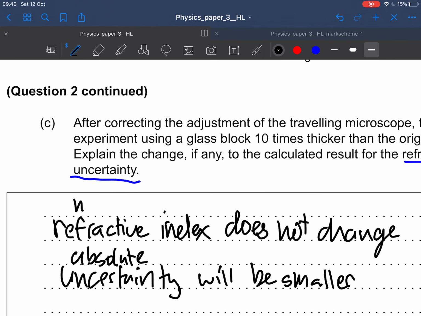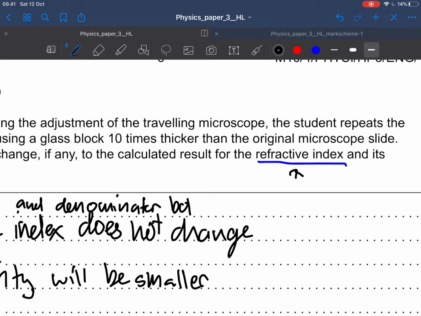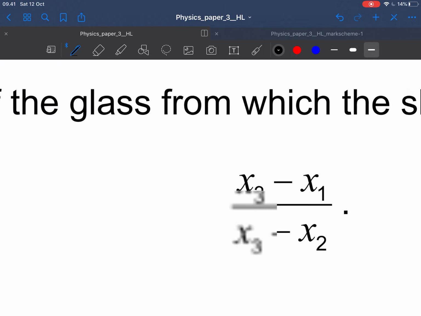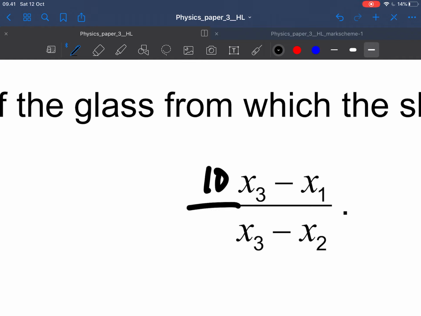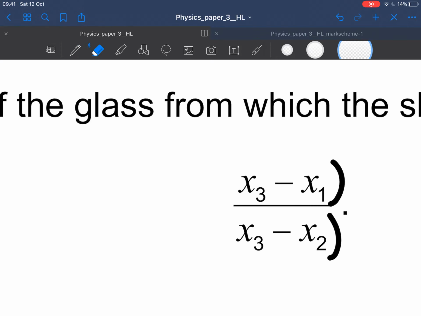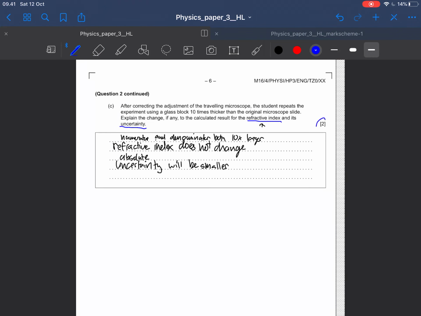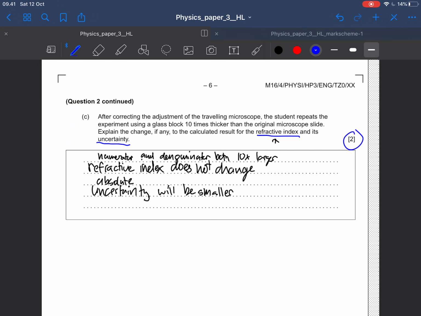You might want to say here that numerator and denominator are both 10 times larger. Because that's what's happening here, right? These are all being multiplied by 10. So it's actually 10 times that and 10 times that. And those two cancel out and you just get left back with the same thing. So yeah, that's that question done. And I hope you got all the marks, and just keep studying and keep practicing, and watch these videos and you'll eventually improve.